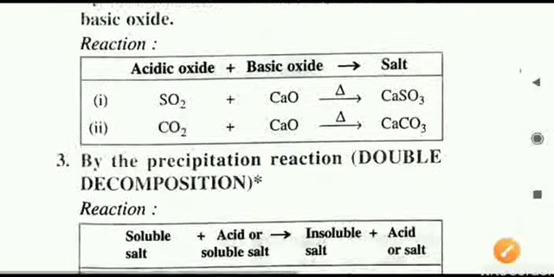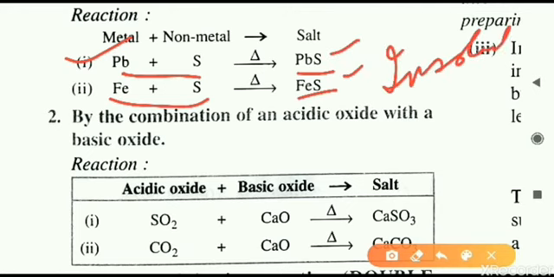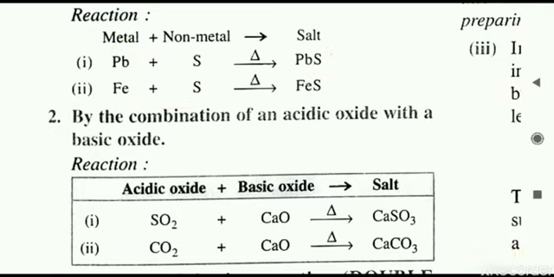Examples you can see: lead reacts with sulfur, and what are we getting? Lead sulfide, PbS. Second one, iron reacts with sulfur. On heating, what we will get is iron sulfide, and both of these are what? They are insoluble salts. All the sulfides are insoluble, we have learned.